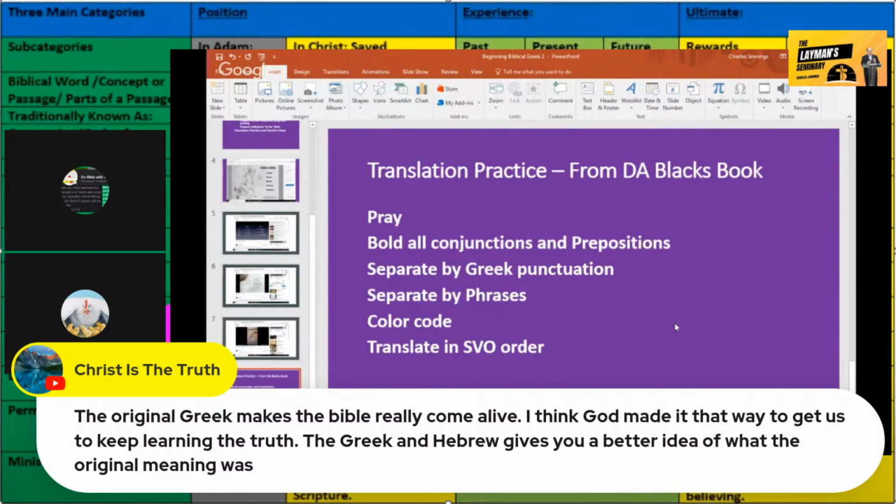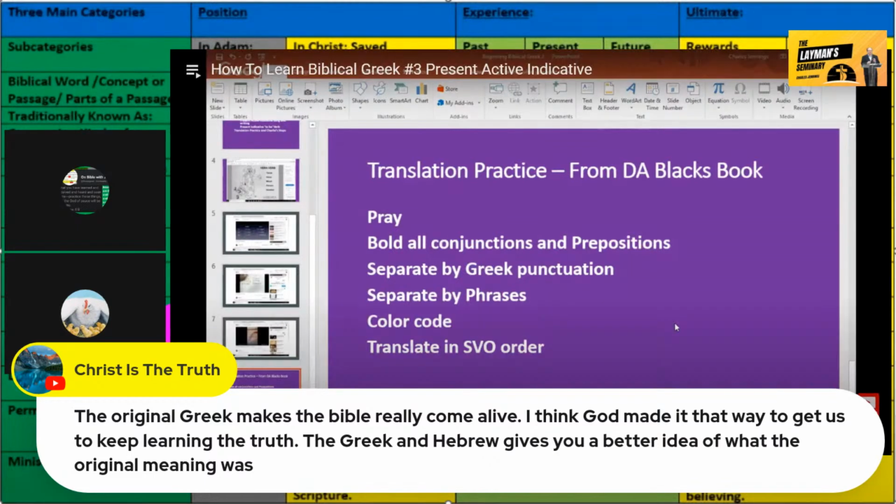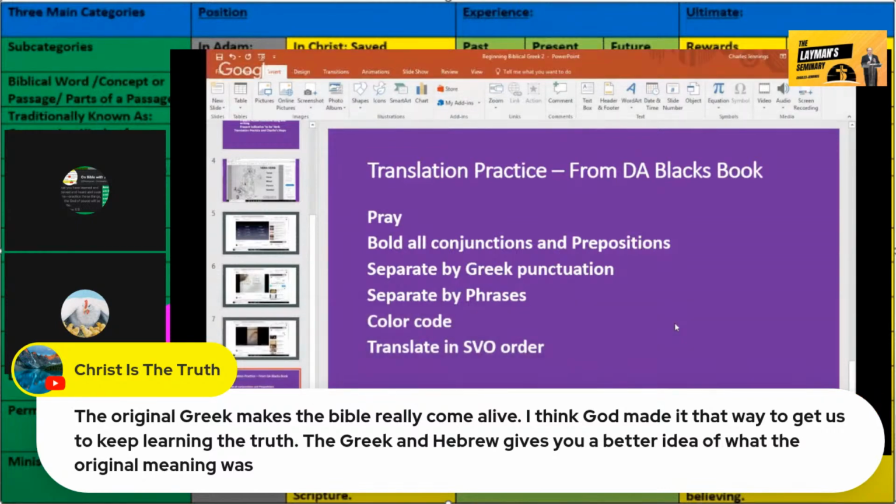The other thing you would do is separate it by Greek punctuation. We do have an example of that in this episode as well. And then you can break it down by phrases, and then you color code things according to what case it is. We haven't even talked about cases yet, or whether it's a verb or things like that. And you want to translate things in subject, verb, object order. We'll talk about SVO order later on.